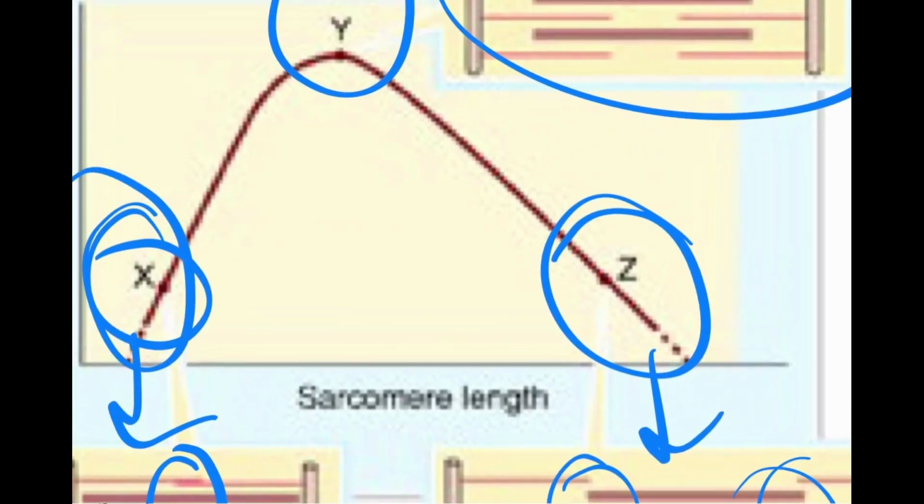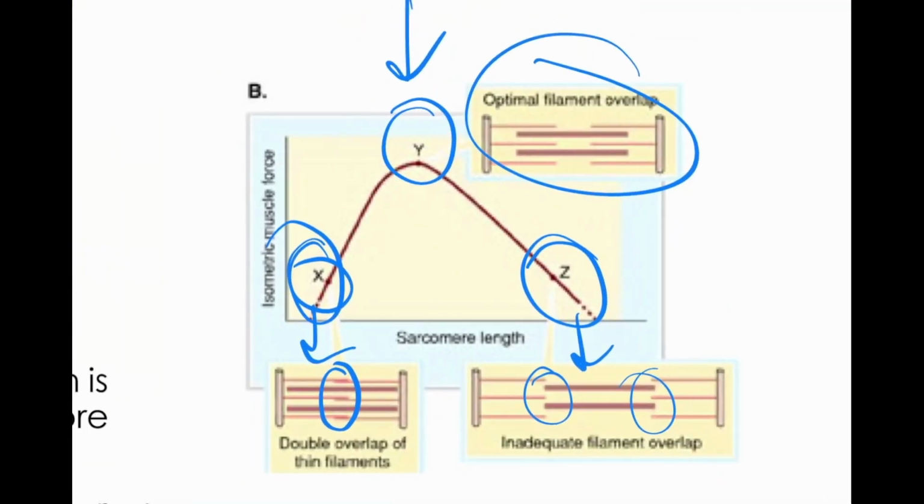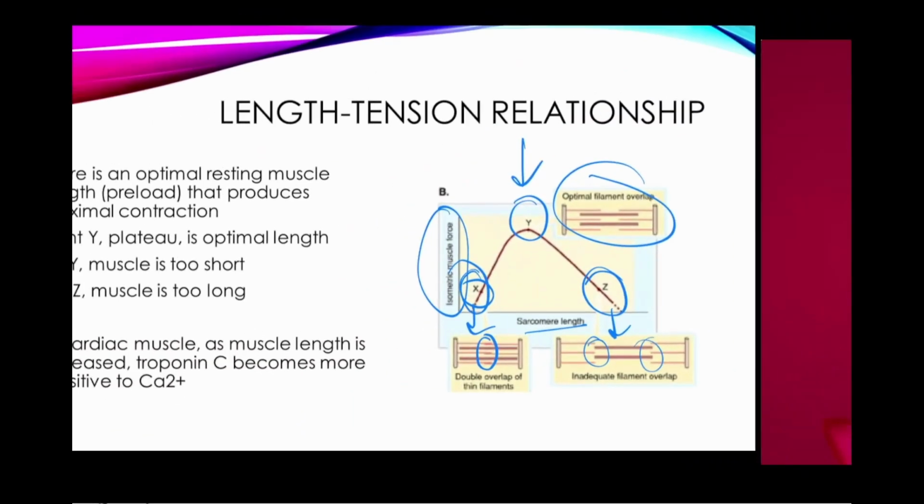So that's why when you look at the big graph, the length of the sarcomere, the amount of force that you can generate goes down on both sides. But luckily for us, our bodies are already made at optimal length. So all of our muscles are already pre-made at the optimal length. The reason why is that if it's too short or too long, the proteins don't overlap right, and you can't make a contraction.